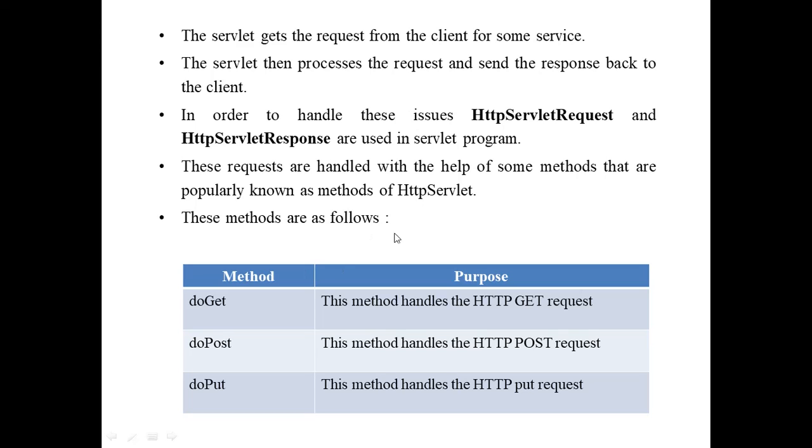Here see the methods of the HTTP servlet to handle the request and response. First method is doGet. This method is for handling the HTTP get request. Second method is doPost. This method handles the HTTP post request. And the doPut method handles the HTTP put request. These three are the methods of the HTTP servlet.